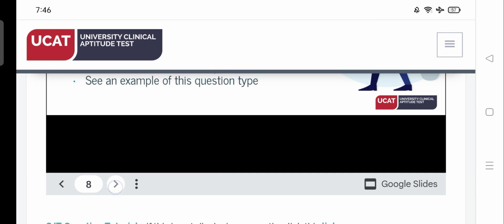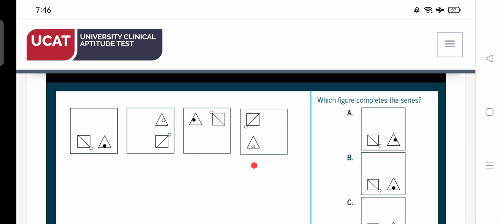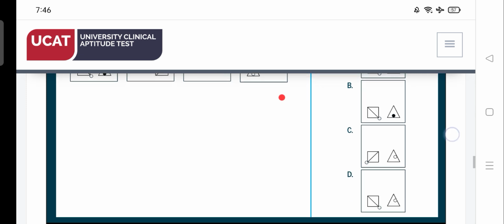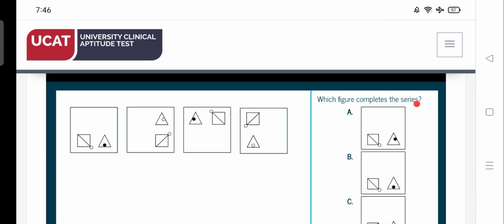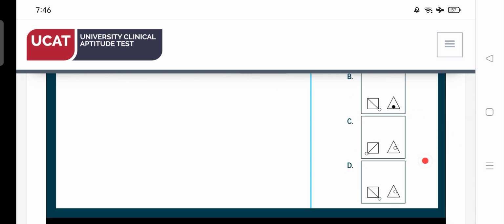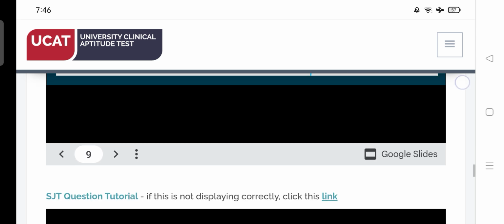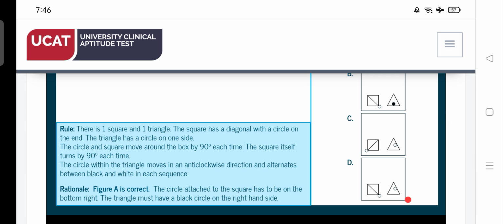This one is a series of shapes, and now you have to complete this series by choosing one right option. So which figure completes the series? Option A is this box. You can see these shapes. Option B, and then we have option C, and then option D. So here option A is correct, and why?